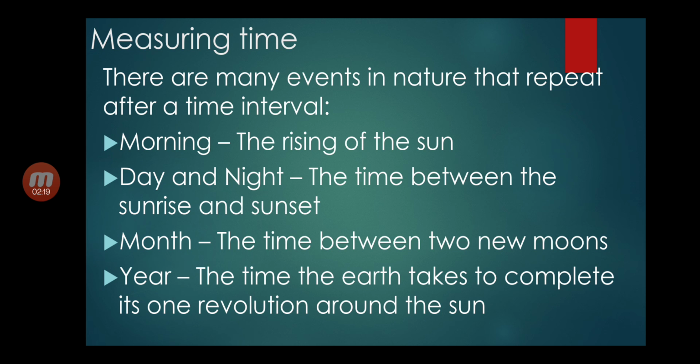Measuring time. There are many events in nature that repeat after a time interval. Morning, the rising of the sun; day and night, the time between the sunrise and sunset; month, the time between two new moons; year, the time the earth takes to complete its one revolution around the sun.